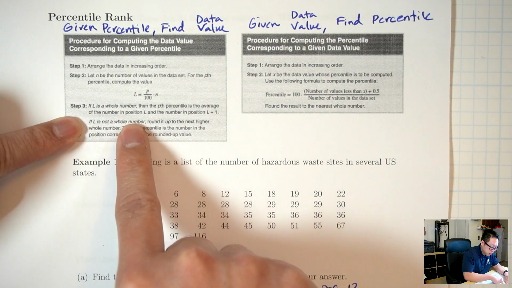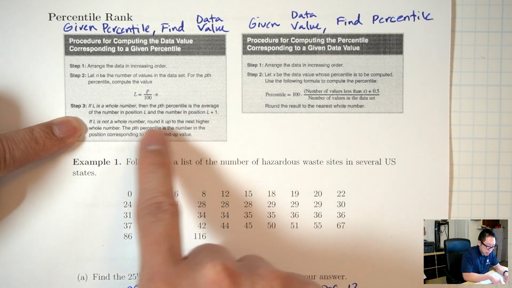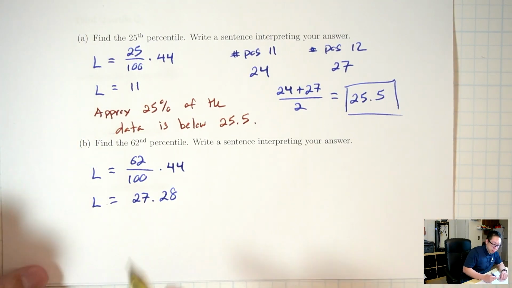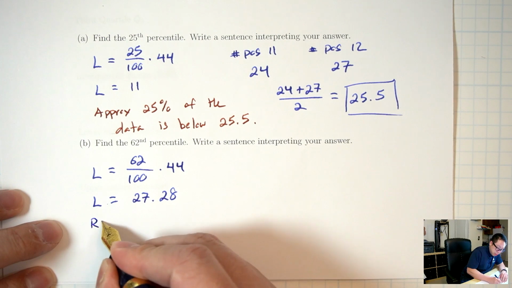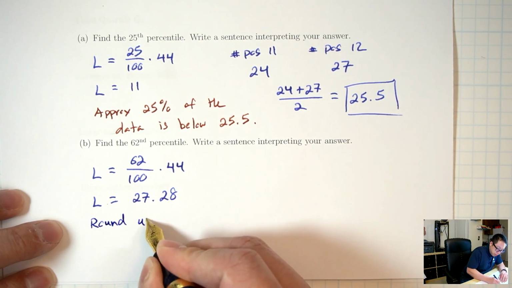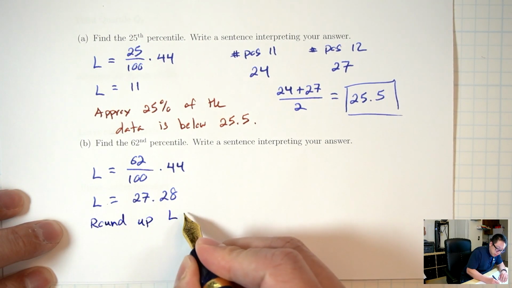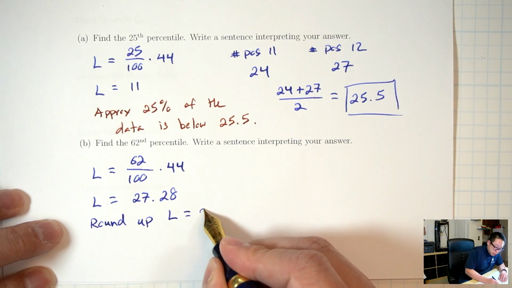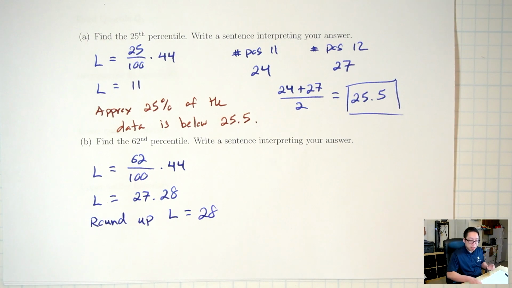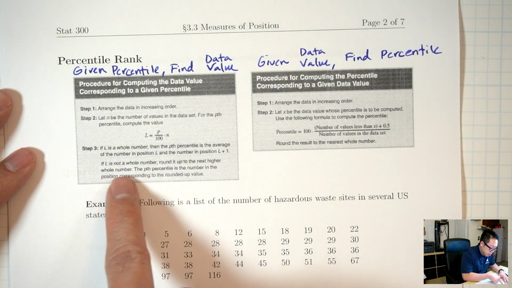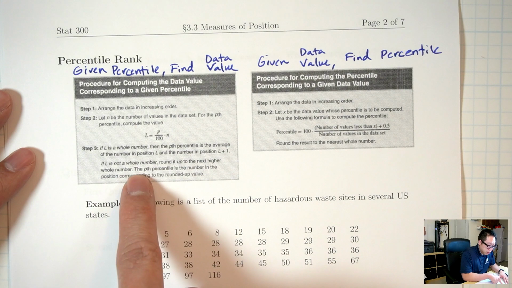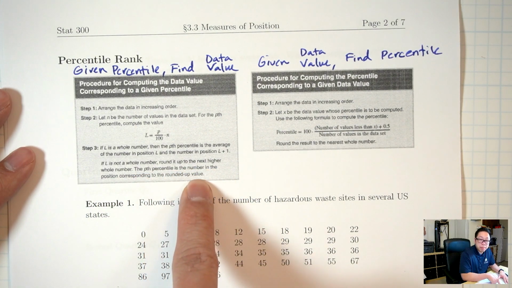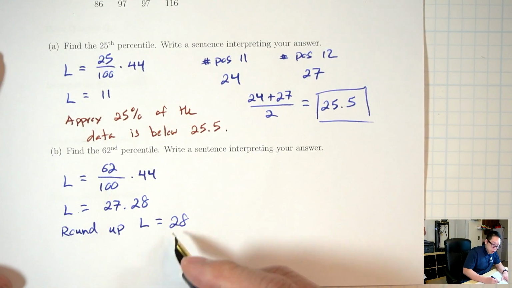If L is not a whole number, round it up to the next higher whole number. So we're always going to round it up. Even though it's 0.28, you're still going to round it up to 28. And then we're not done yet, because we rounded it up. The P percentile is the number in position corresponding to the rounded up value. So I want the number in position 28.